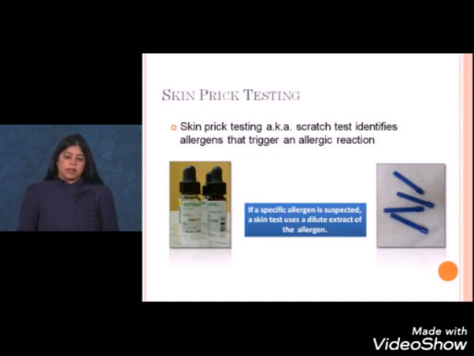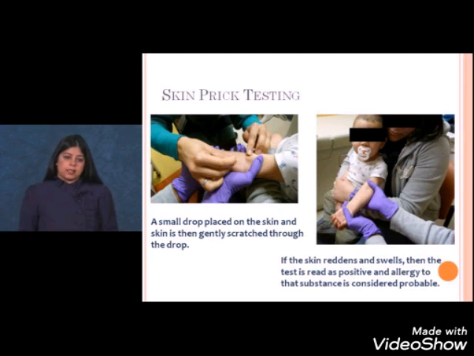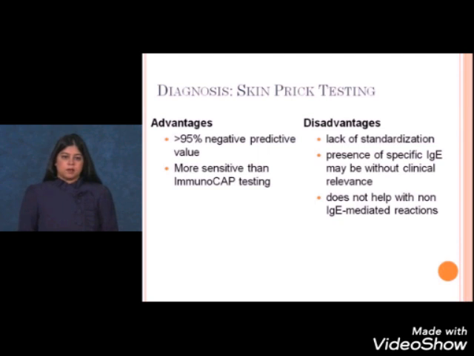Here are the prickers or the lancets that we use to skin test with. These are dilute extracts that we use to scratch the skin with. Here you can see a small drop of the allergen extract being placed on the skin, and then the skin is gently scratched through the drop. And if the skin reddens and swells, then the test is read as positive, and allergy to that substance is considered probable. So what are the advantages and disadvantages of skin prick testing?